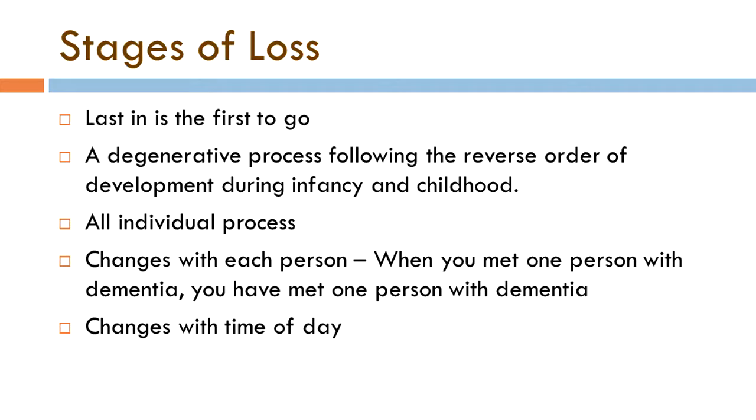Stages of loss, obviously the last thing in is the first thing that goes with the disease, and it's a degenerative process following in the reverse order of development towards childhood and infancy. So we become this adult, we grow old, and then we start to go in that reverse order. The key about it is it's an individual process. It can change. It's different with everyone. So when you've met one person with dementia, you've met one person with dementia. It presents uniquely for that person.